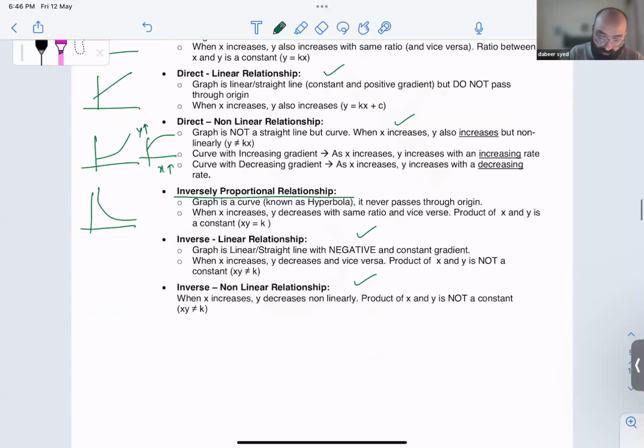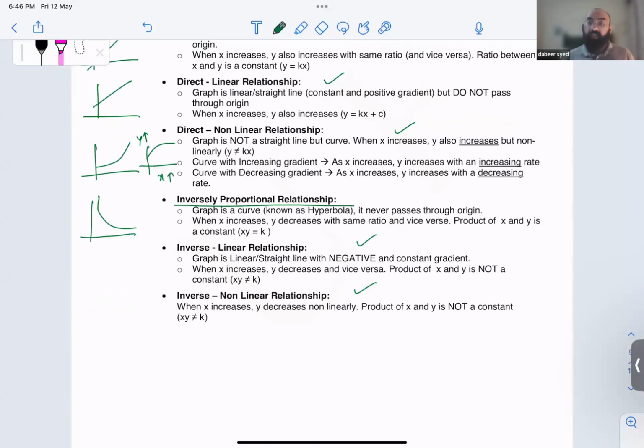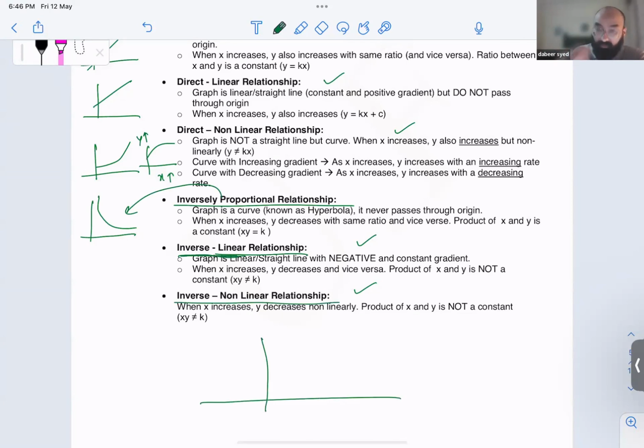और inverse, अच्छा, अब when you're only talking about inverse relations, always remember, skip the word proportional. Proportional सिर्फ इस ग्राफ के लिए इस्तेमाल होना है inversely. बाकी सब क्या है? इनवर्स या तो लीनियर रिलेशनशिप हो सकता है या इनवर्स नॉन लीनियर रिलेशनशिप हो सकता है. सो ये एक इनवर्स नॉन लीनियर रिलेशनशिप है, बिकॉज इट्स टचिंग हियर, इट्स टचिंग हियर. ये एक और इनवर्स नॉन लीनियर रिलेशनशिप है.